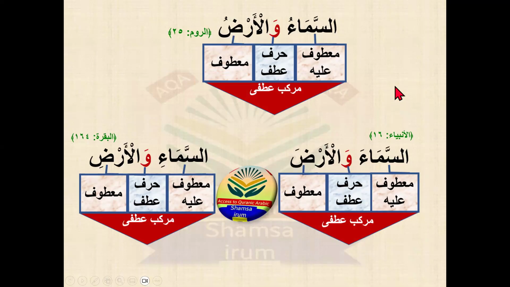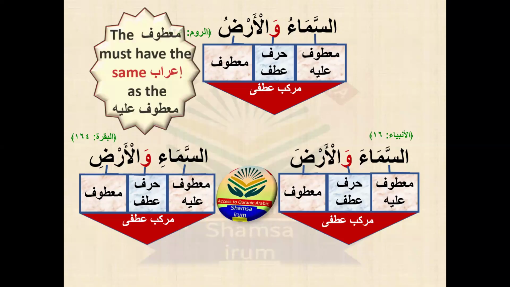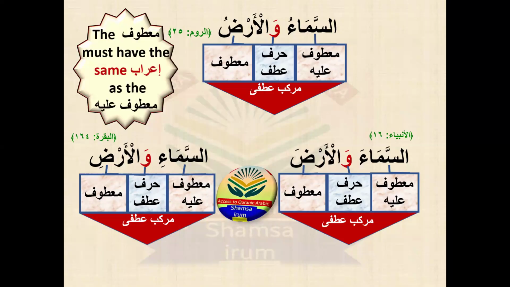Okay, now let's move towards the i'rab, which is the most important point of this lecture. When you check the i'rab of the Murakab Atfi, the conjunctive phrase, the matuf must have the same i'rab as the matufun alay. So let's start with the first one. As you can see, as-sama'u is marfu, so al-ardu is also marfu. They both have the same i'rab. Okay. So it means the Murakab Atfi is marfu here. Let's move to the next one: as-sama'a is mansub, so al-arda is also mansub. So it means this Murakab Atfi is mansub.